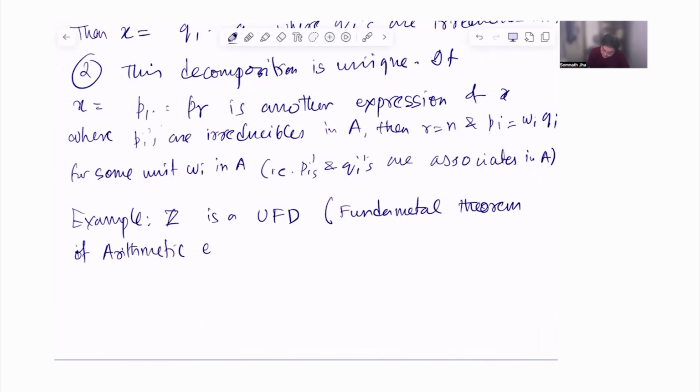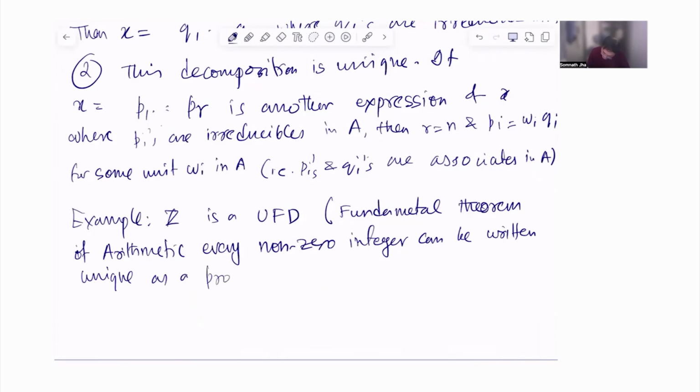That every non-zero integer can be written uniquely as a product of prime numbers. And this is up to plus or minus 1. So for example, minus 2 is minus 1 times 2.